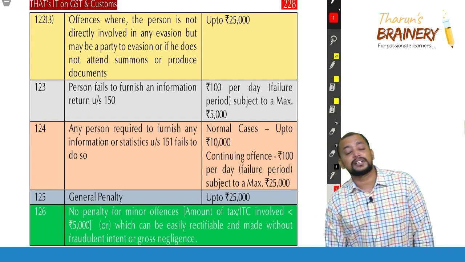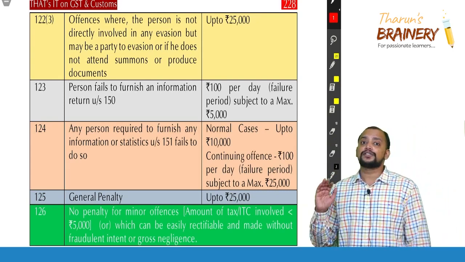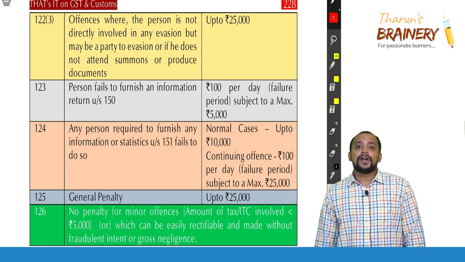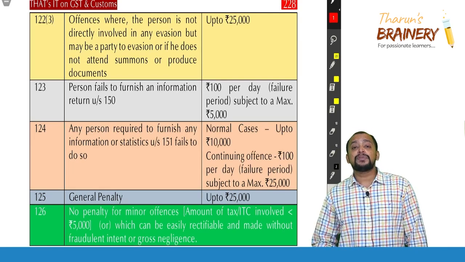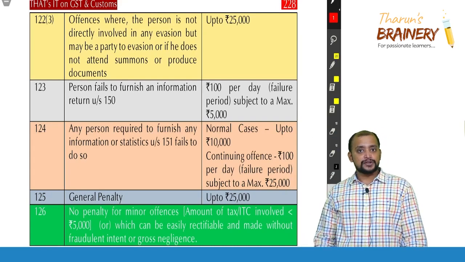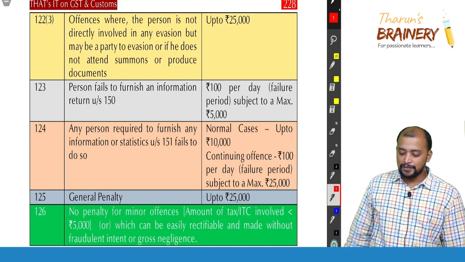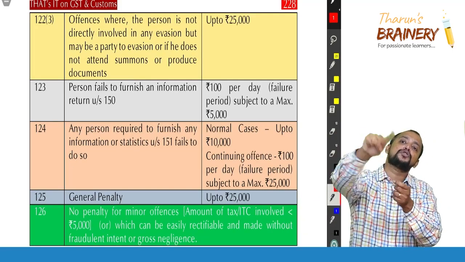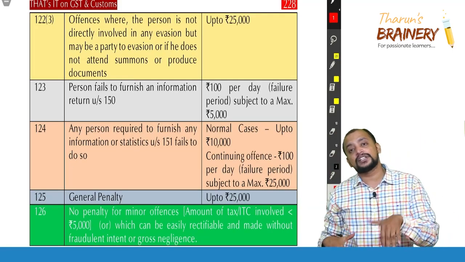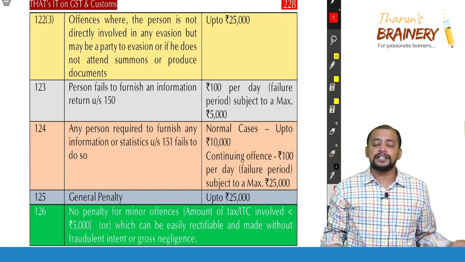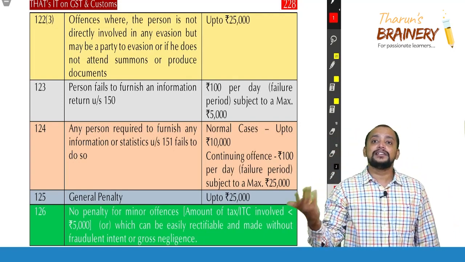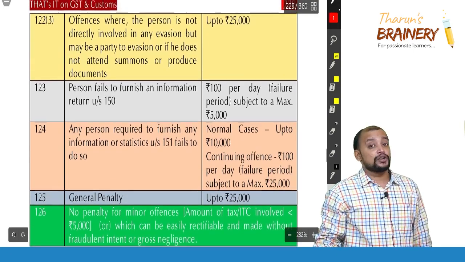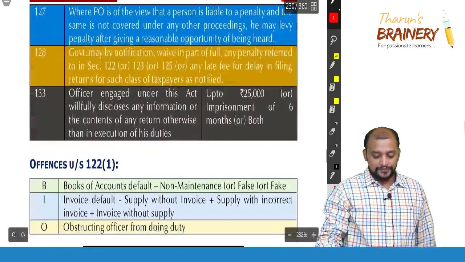Where it is a minor offence, the tax or ITC does not exceed 5,000 rupees. Or no penalty when there is a mistake which can be easily rectifiable. So in that case also, penalty may not be levied, because up to 25,000 gives the scope for the officer to levy even 0 rupees as a penalty. Using that they may levy no penalty, in case the mistake is easily rectifiable, and without a fraudulent intent or negligence.